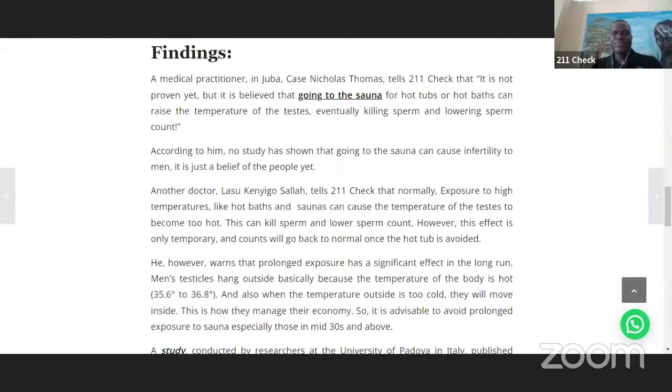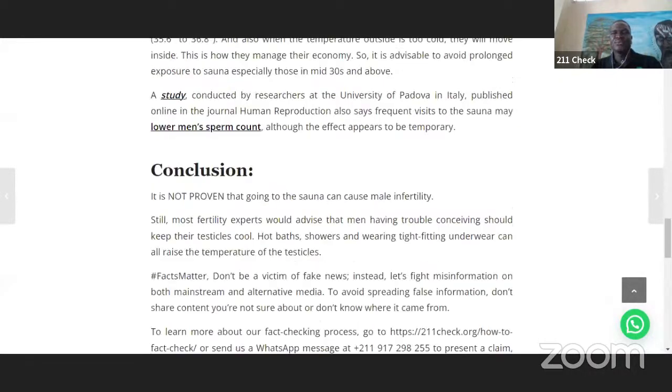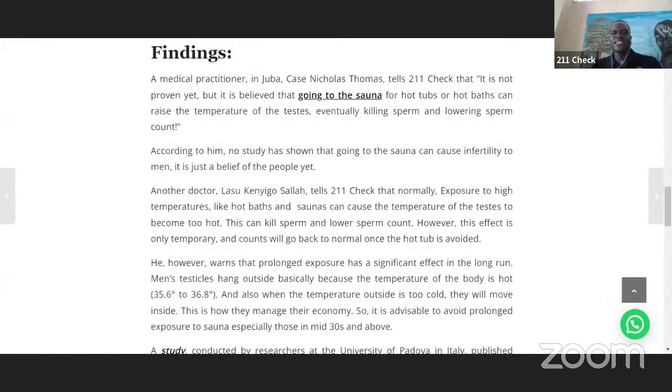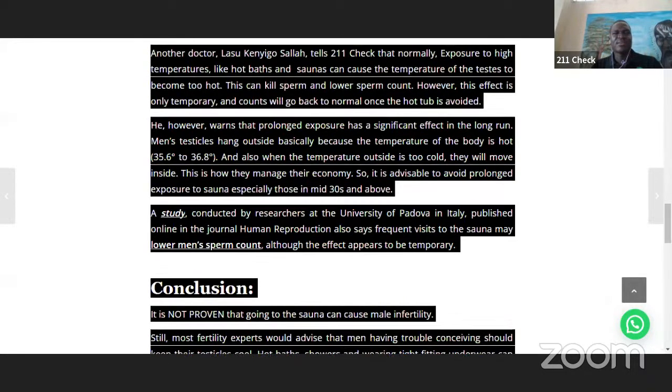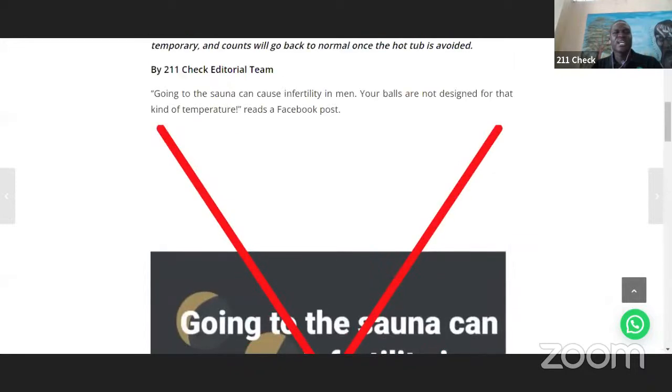And then when we reached out to medical practitioners, they were saying that it is not proven, but it is believed that going to the sauna, hot tubs and hot baths can raise the temperature of the testes, which can kill sperm and lower sperm count. But lowering sperm count does not mean you can become infertile. So we made this, and just a simple search and reaching out to a few people came out with this report.